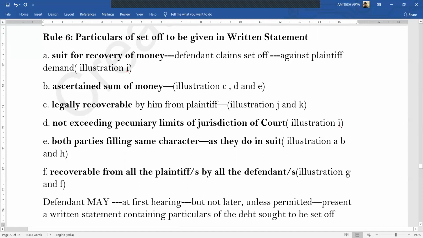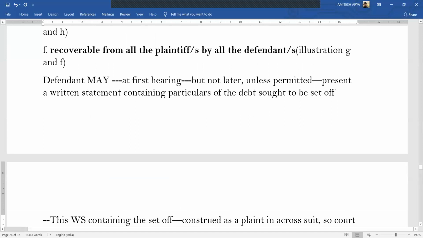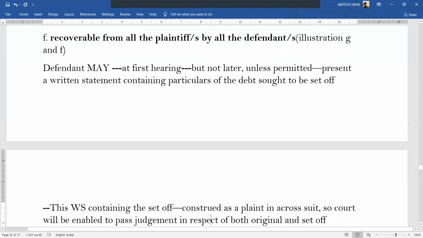How? If there are 2 plaintiffs and 2 defendants, both the defendants are setting up a claim of set off against both the plaintiffs. So here what is happening, and when can this be presented? At the first hearing, but not later. Till the first hearing, you can set up a set off, but after that you cannot, unless you are permitted by the court, and you have to present a written statement which contains the particulars of the debt you're seeking to be set off.